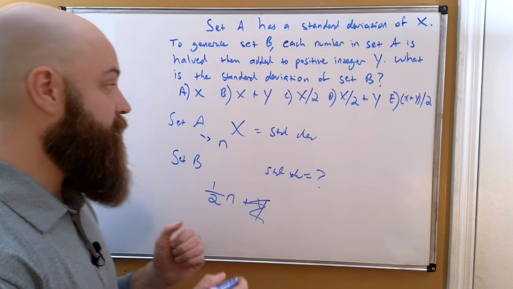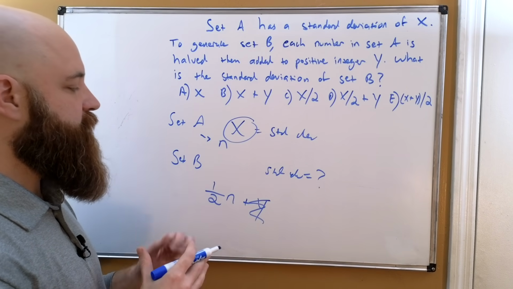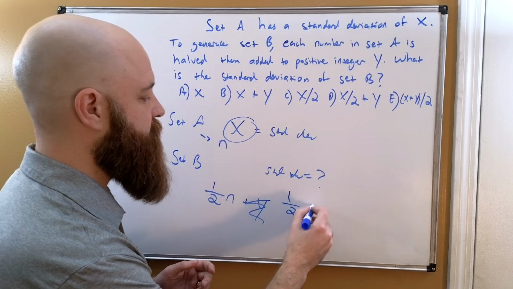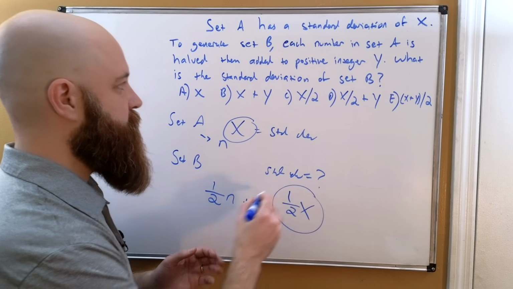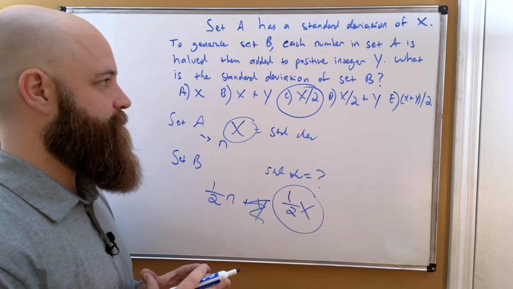All right, so if my original standard deviation was x, adding y to all these numbers is not going to change it. Multiplying it by 1/2 is going to shrink the standard deviation by a factor of 1/2. So there's my new standard deviation, and the correct answer is C.